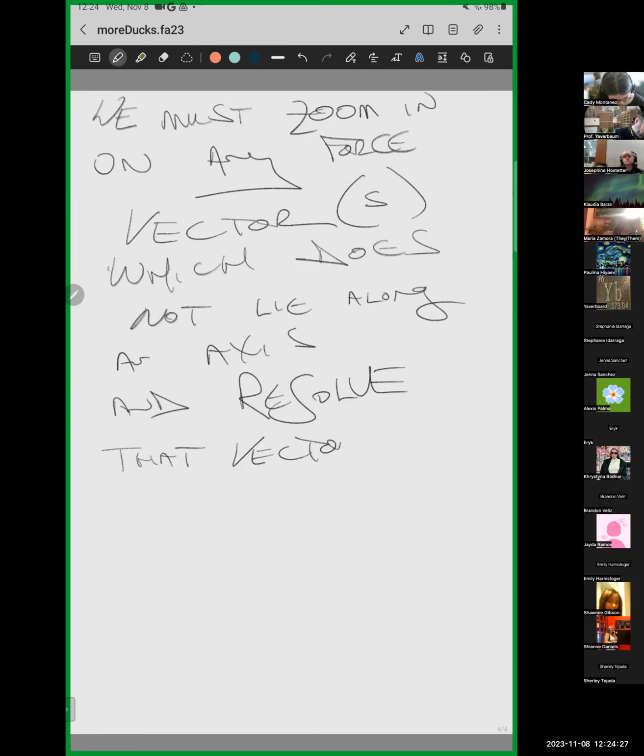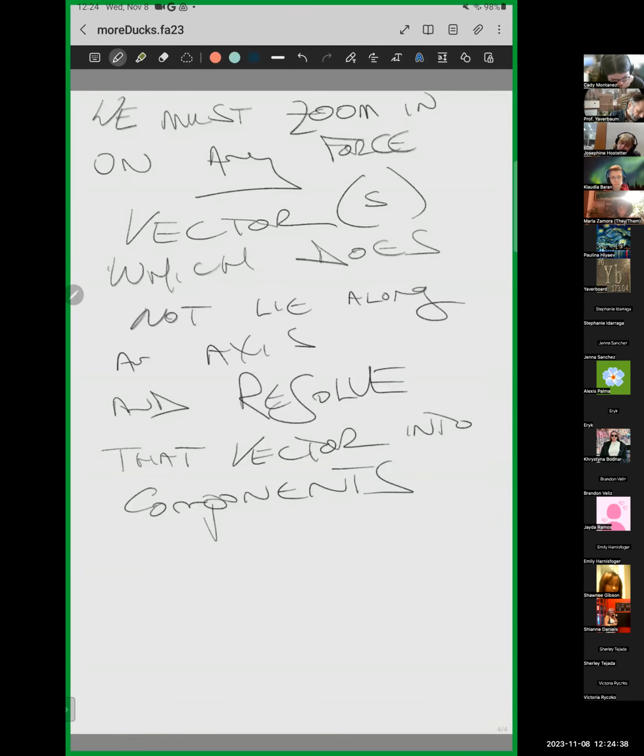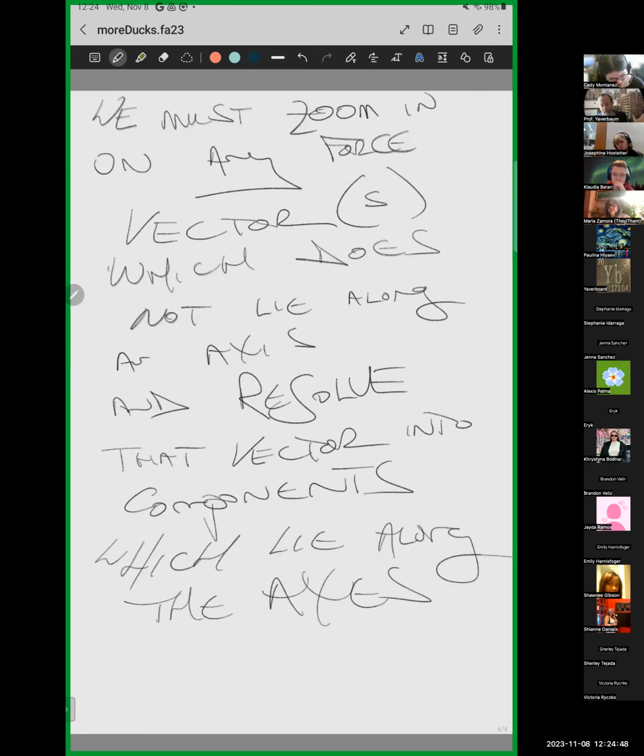That vector. And so we must resolve, break up any vector that's flying off axis into components which lie along the axes, right? Again, I think I'm saying the same thing I said at the end of yesterday. So what we have to do is exactly the same thing that we practiced in the first unit of the semester. Just like we did with displacement vectors or velocity vectors, we have to break up the vectors into components.